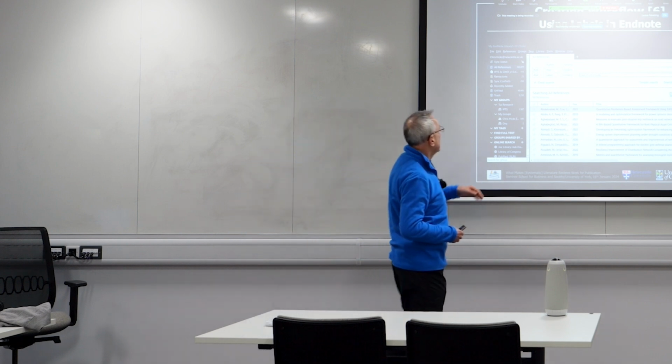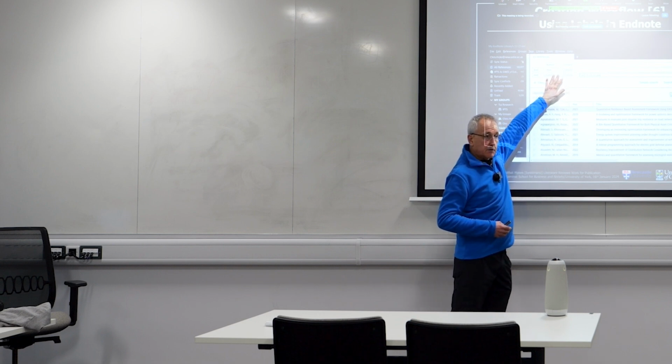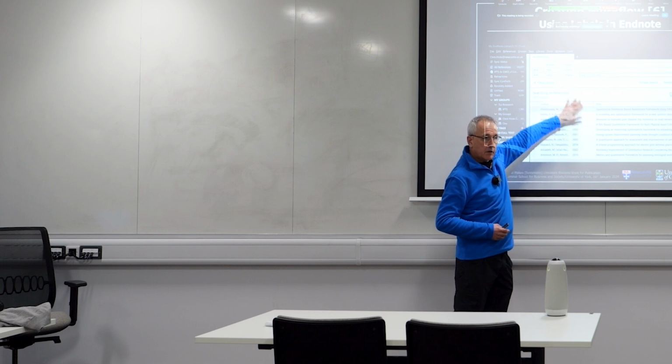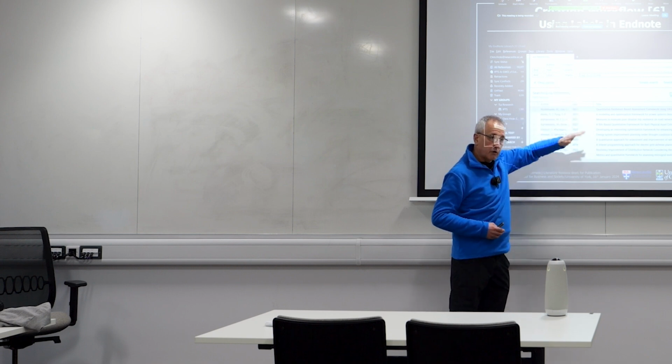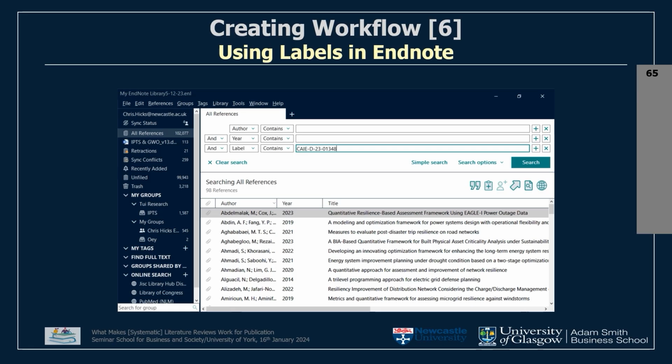A limitation of EndNote is you're actually limited to the number of papers that you can label. So it's quite helpful if you've got a small database, but if you've got a very large database, you can run out of labels eventually. So just to be aware of that. And that's the label there.